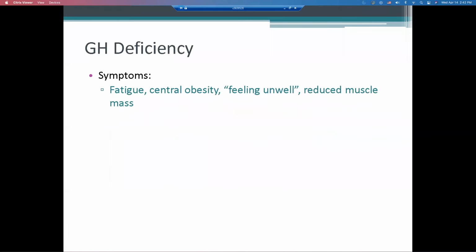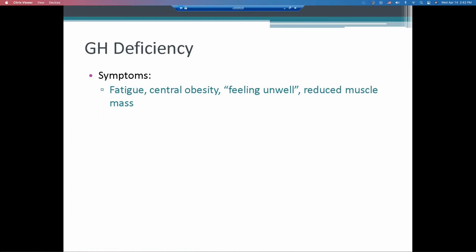What about growth hormone deficiency? This is the third axis that we're talking about. Growth hormone deficiency in general has very non-specific symptoms and signs in adults, but in kids, children with growth hormone deficiency have short stature. And it's a very common presentation for pediatric patients to present with short stature.